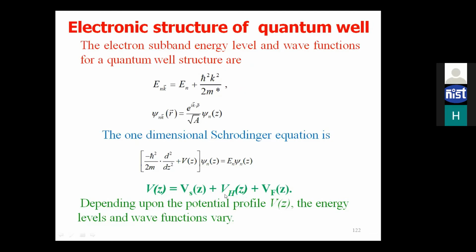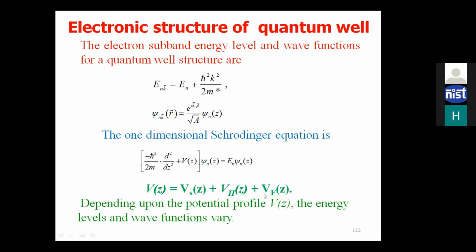Now, in addition to this, suppose you want to apply other contributions, that may be electric field, magnetic field, etc. Depending upon the field, you can get an additional potential, which is called V_F(z). Here I apply the electric field, so I say it is V(z). Therefore, the total potential is the sum of the structural potential, the Hartree potential, and the potential due to application of the electric field.